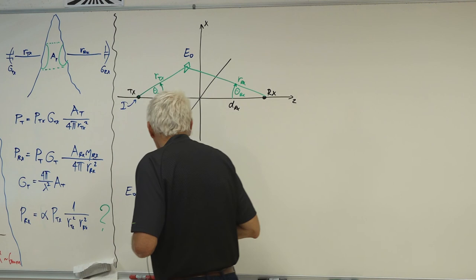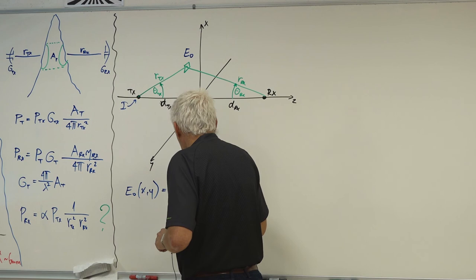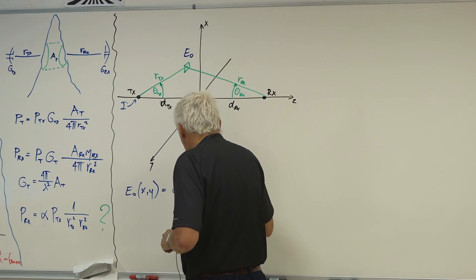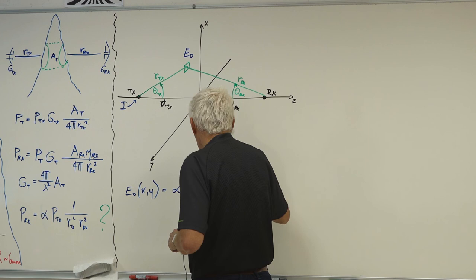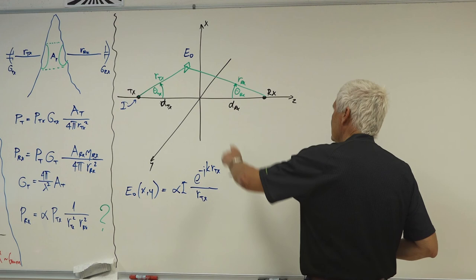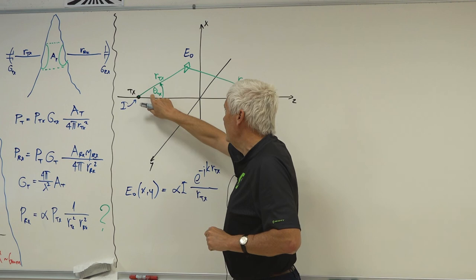Depending on how the antenna is made, this proportional constant is set. And now I have its space dependence. It's inversely proportional to the distance r of the transmitter. And I have the phase e to the minus j k, wave number, r transmitter. So this is actually the field of the transmitter at the position of the Huygens source. I have to account for this distance. The angle does not yet play a role here.